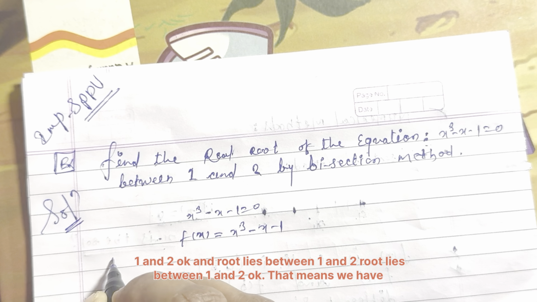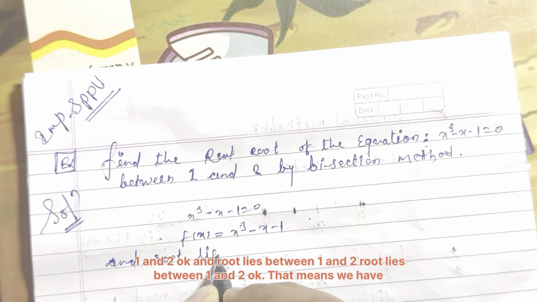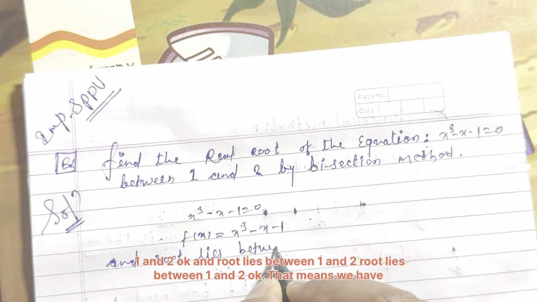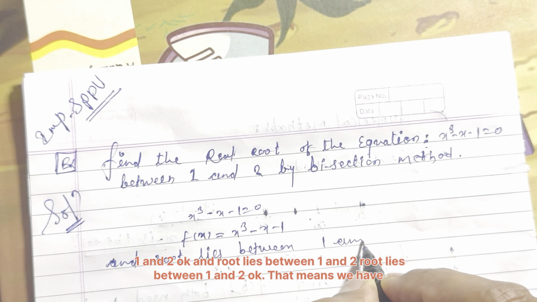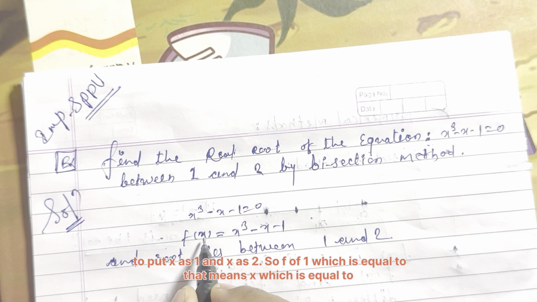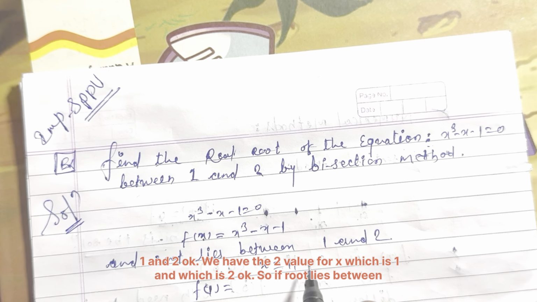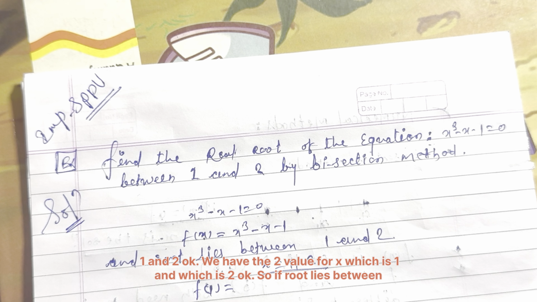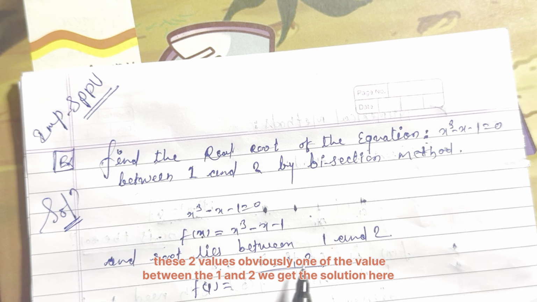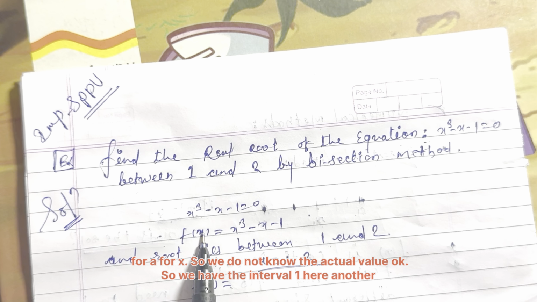The root lies between 1 and 2. That means we have to put x as 1 and x as 2. So f of 1 where x equals 1, and f of 2 where x equals 2. We have two values for x, 1 and 2. If the root lies between these two values, obviously we get the solution for f of x between 1 and 2.